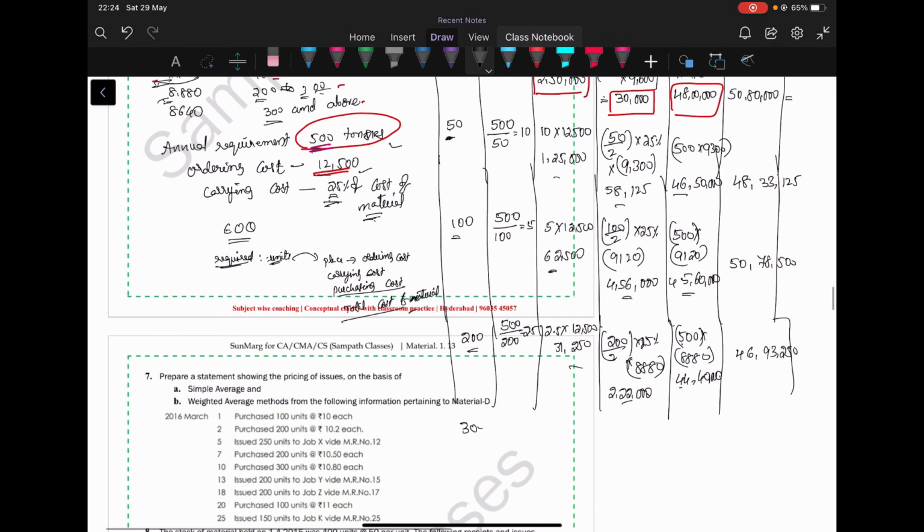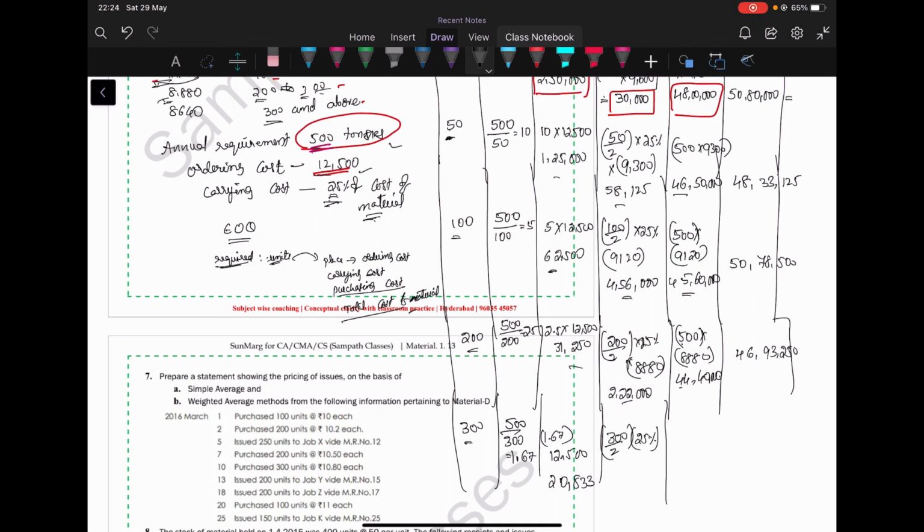And the next one, last one, is 300 and above. 300 and above, in the sense I will take 300 only. Our annual demand is 500 units divided by 300. In the sense 500 divided by 300 is nothing but 1.67. 1.67 times I am placing the order. Per order I am incurring 12,500 rupees. So into 12,500, that is nothing but 20,833 rupees.